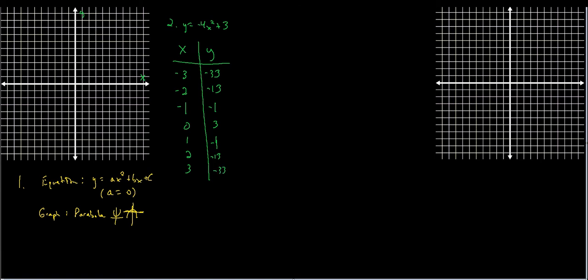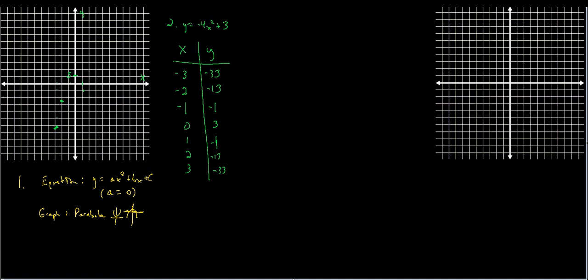So let's go ahead and plot these points. Over here on the graph to the left, we have negative 3, negative 33. So in the x direction, we'll have each one of these tick marks represent 1. In the y direction, we'll have each tick mark represent 5. So we want negative 3, negative 33. So here's 1, 2, 3, negative 3, 5, 10, 15, 20, 25, 30, 33. Negative 2, we have negative 13, so negative 2, negative 5, 10, 13.